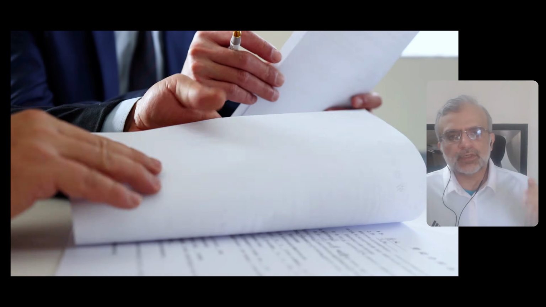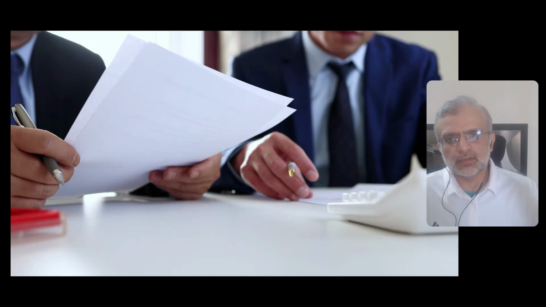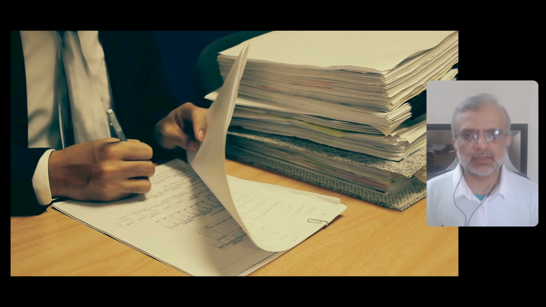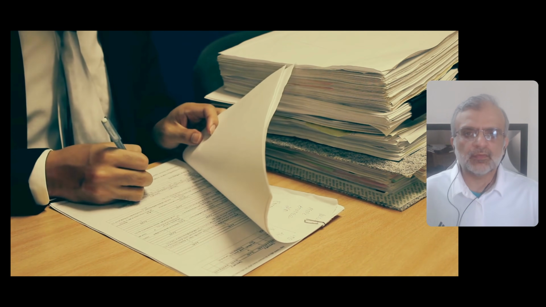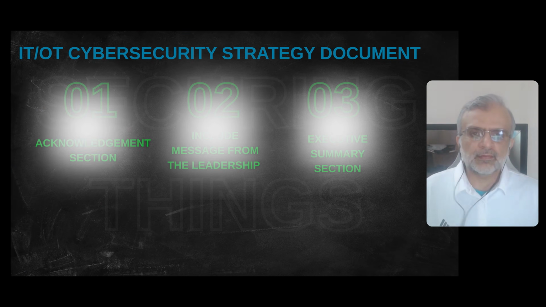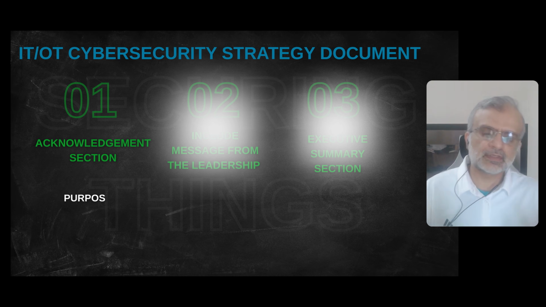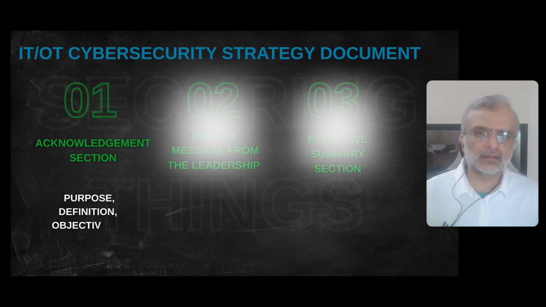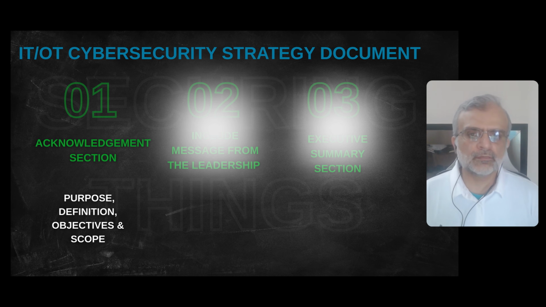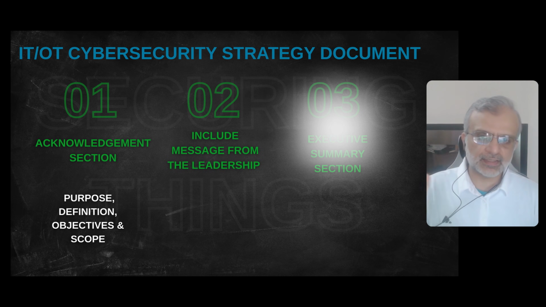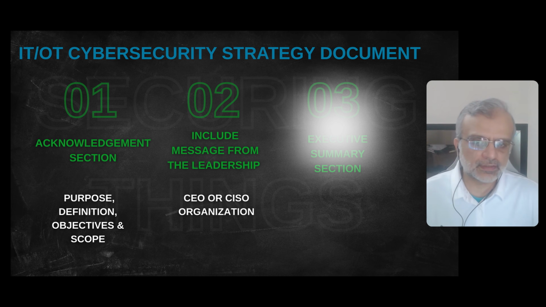The strategy document should be reviewed by all stakeholders that are directly responsible, sponsoring and/or supporting the execution of the strategy, and approved by the relevant stakeholders. The content of the document may include the following elements. It must have an acknowledgement section that clearly outlines purpose, critical definitions, the objectives and scope as a starting point. Maybe on the next page you want to include a message from the leadership or executives, for example, your CEO or your CISO organization for that matter.